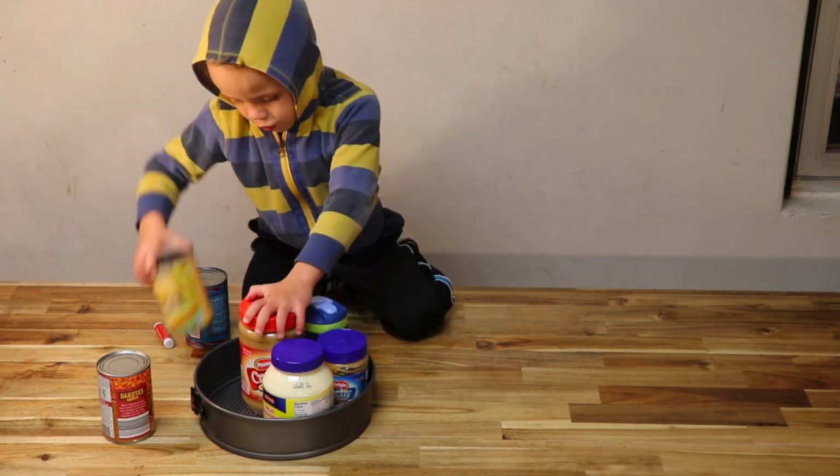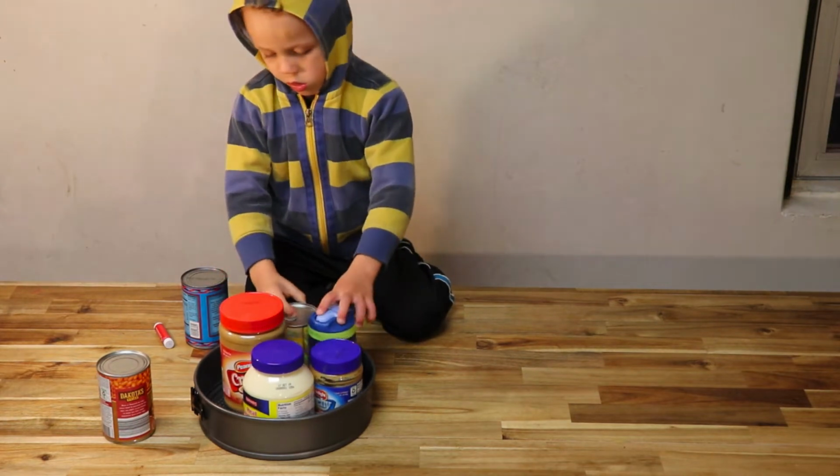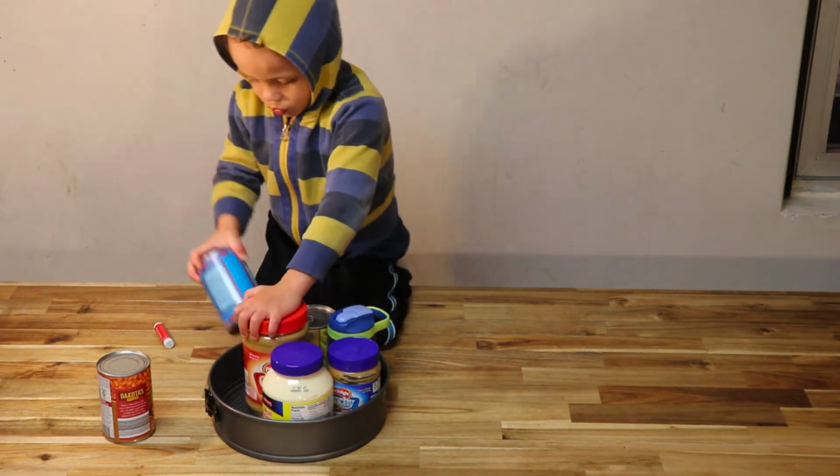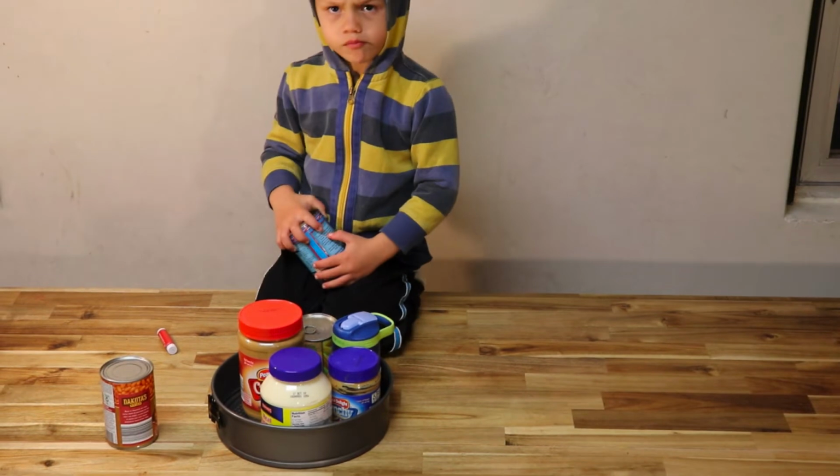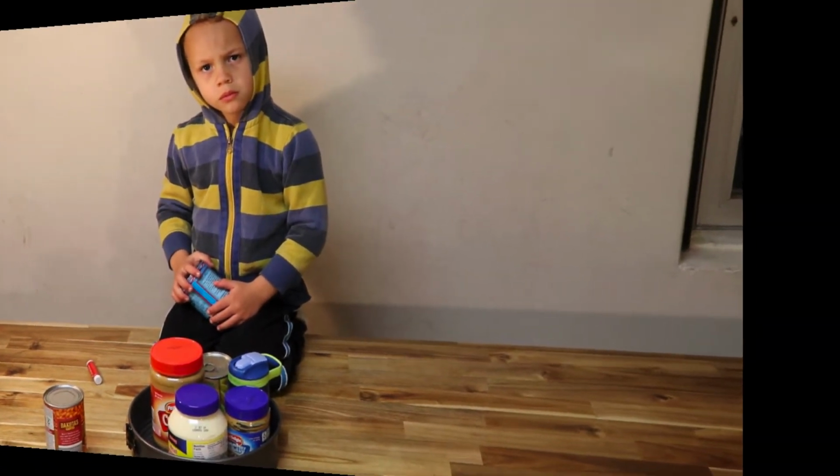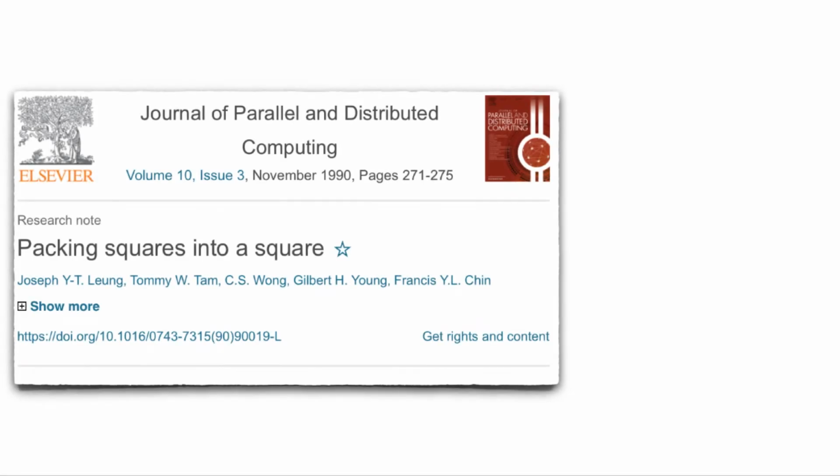Even basic versions of the problem are NP-hard, so we cannot hope to come up with an efficient algorithm that solves instances to provable optimality. In a 1990 paper, Leung et al. showed this for deciding whether a set of squares can be packed into a square container. Their approach is based on a reduction of the classic three-partition problem.